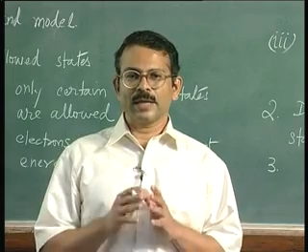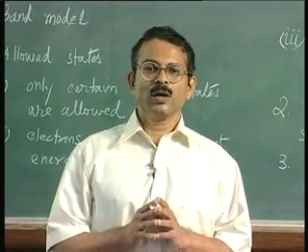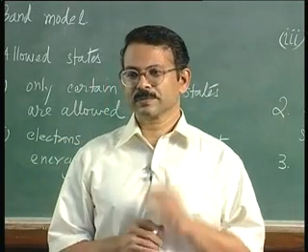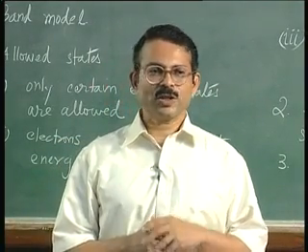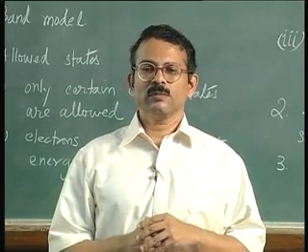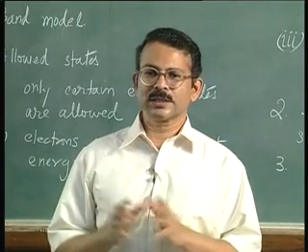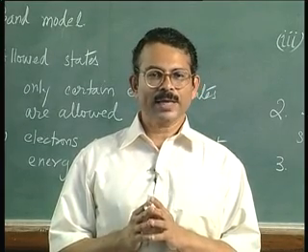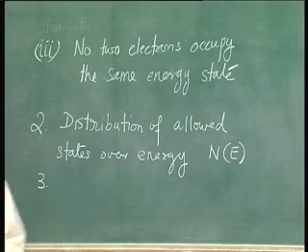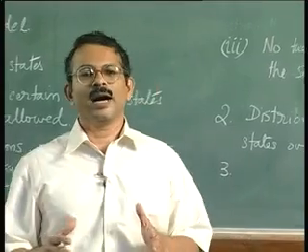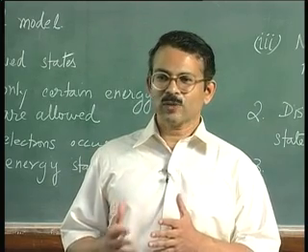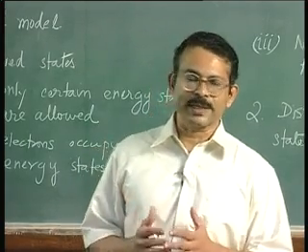Now the third and the last important tenet has to do with what fraction of the allowed states are occupied at any temperature. The fraction of states that are occupied at any temperature and energy. So electrons will not occupy all the states, okay? Only a fraction of the states will be occupied, which obviously means the allowed states are very large in number, much larger than the number of electrons. Okay? So that is why the question arises, how are these states occupied?